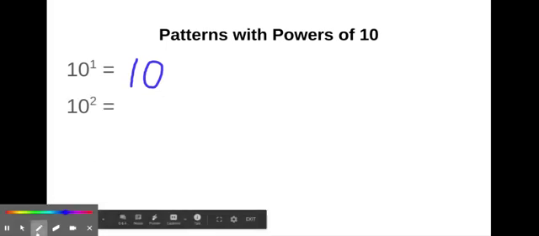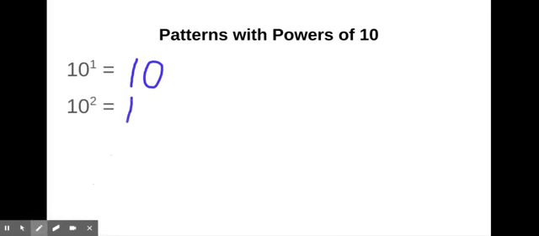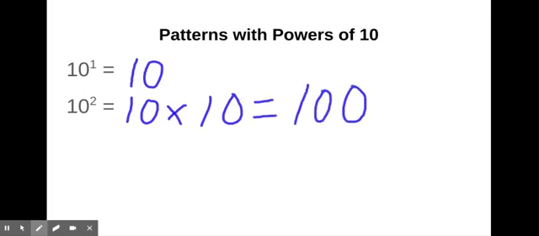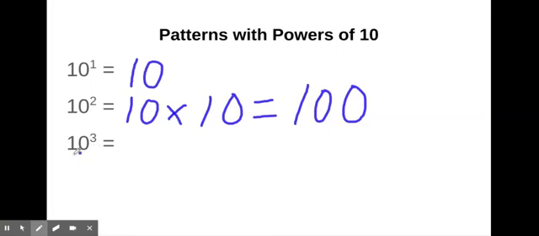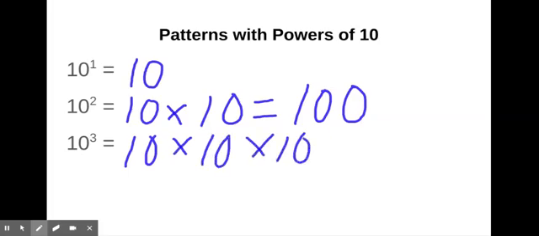We learned that 10 to the second power is the same as writing 10 2 times. So we'll put 10 times 10. Well, 10 times 10, we all know that that is 100. What about 10 to the third power? Well, from our last slide, we know that that means we're multiplying tens, and the exponent tells us that we need 3 tens. So I'd write 10 times 10 times 10. 10 times 10 is 100, and 100 times 10 more is 1,000.